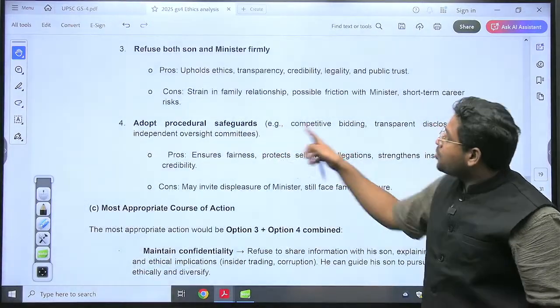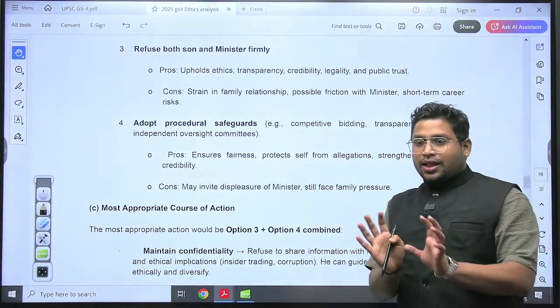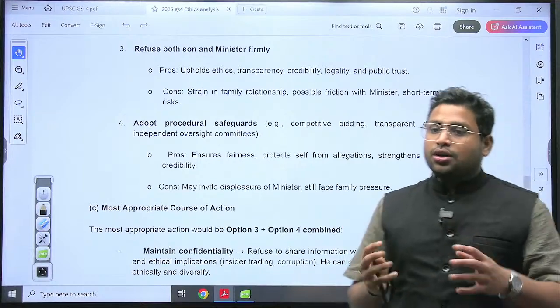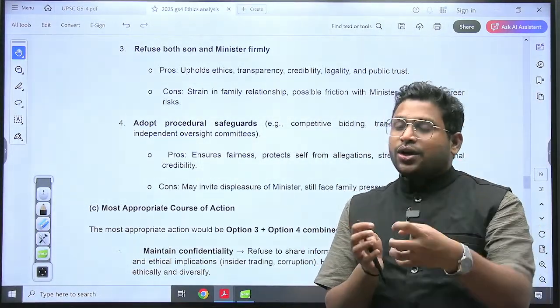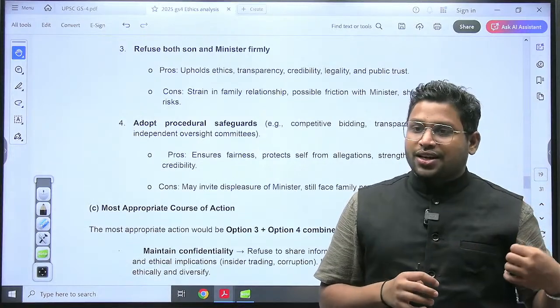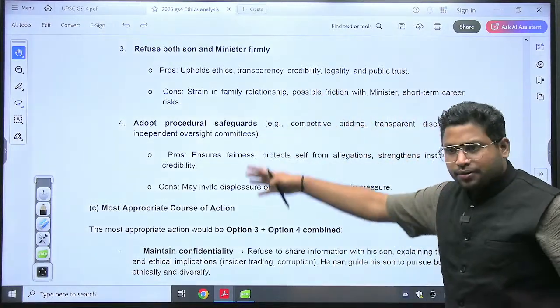Or go for some procedural safeguards, that okay, I'll do this thing, that I'll ensure that my conflict of interest will not be there. So in conflict of interest we discuss that part. You can recuse from the case, you can get out of that case and all those things. You can do all that.